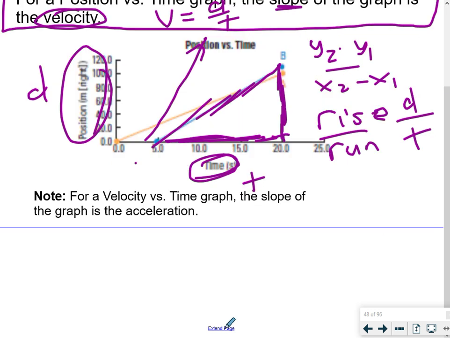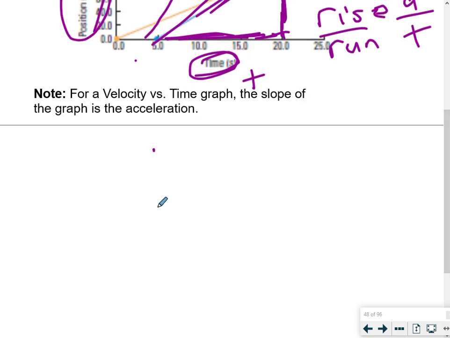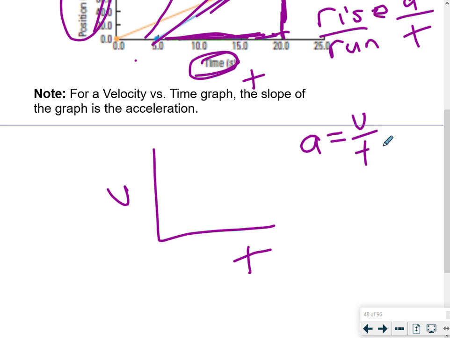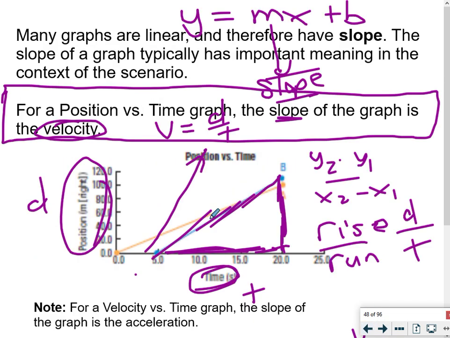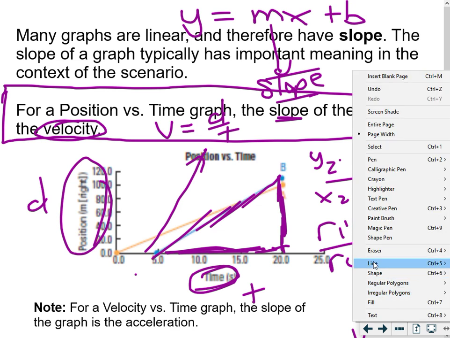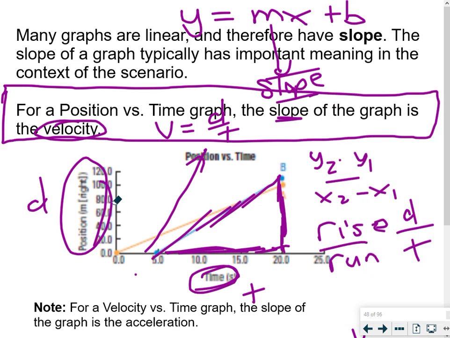I also have a note here down below. Let's say I give you a velocity time graph. What's the formula for acceleration? Well, velocity over time. So if you make this your rise value and this your run value, you can actually calculate your acceleration the same way. So let me try an example here. I'm going to do the example on this page. I'm going to erase some of this, just to make sure you guys remember how to do this.